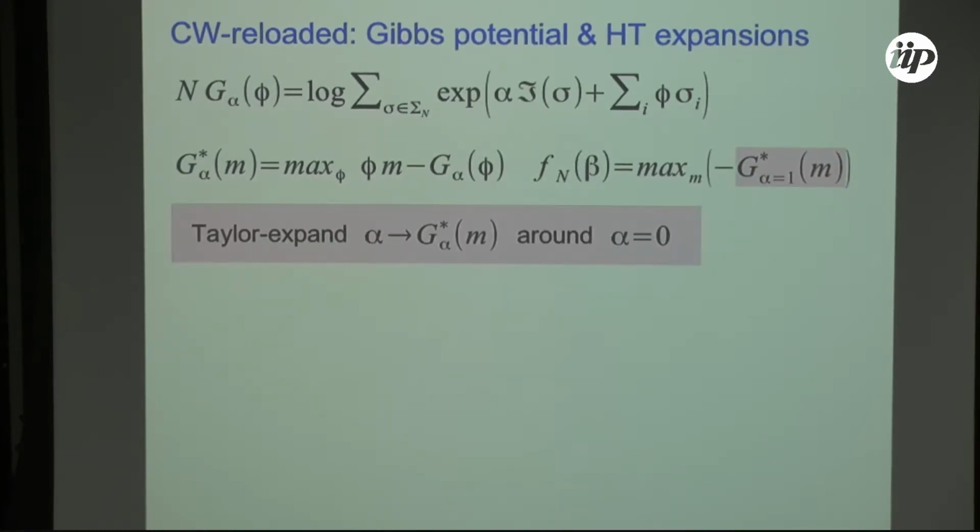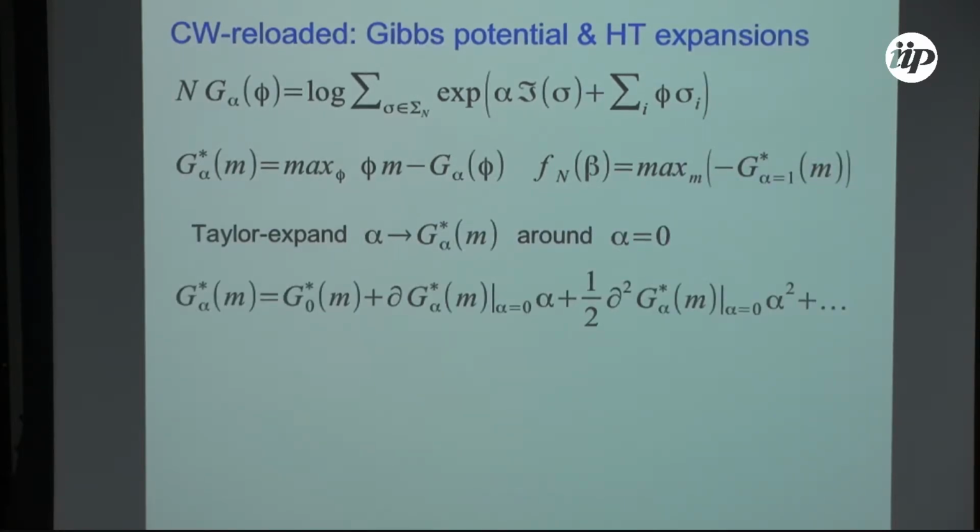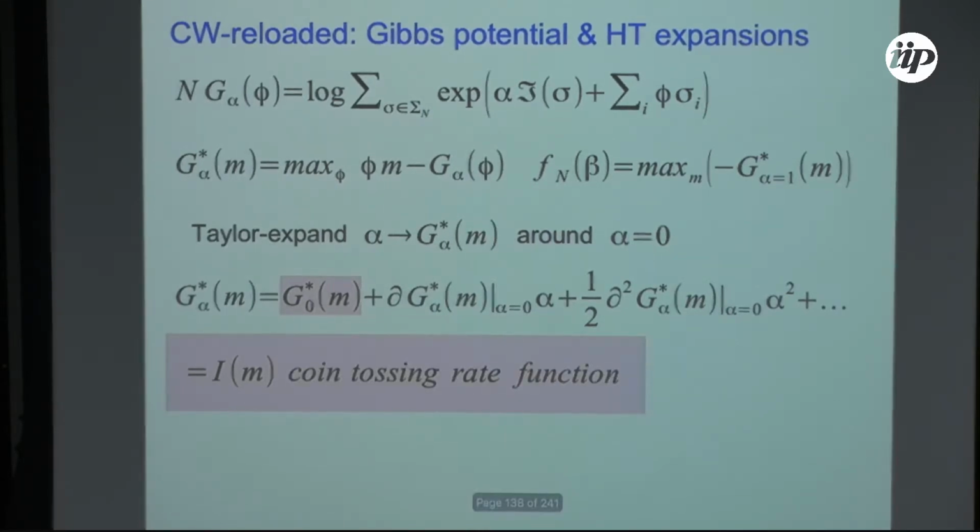Now the idea is this high temperature expansion. We Taylor expand around alpha equal to 0, which is a smart choice because with alpha equal to 0 this drops out, and what remains is a non-interacting Hamiltonian. So there's a good chance that we can do the computations. This is a Taylor expansion, and these are elementary computations. You will see that the first term is something you immediately recognize: the coin tossing rate function.